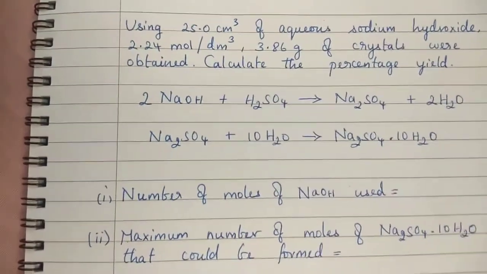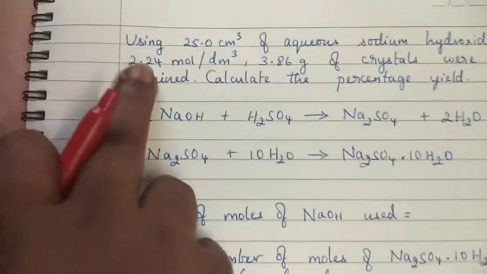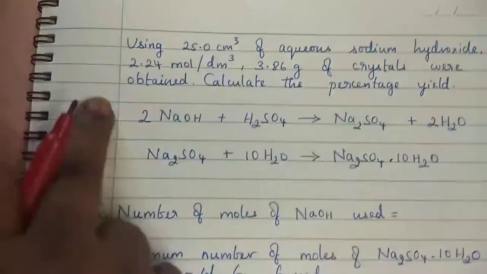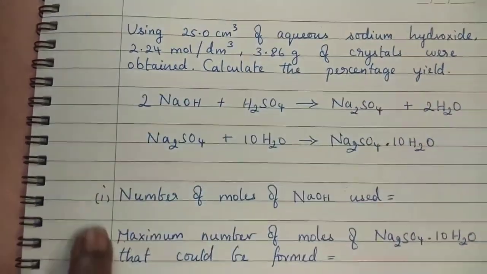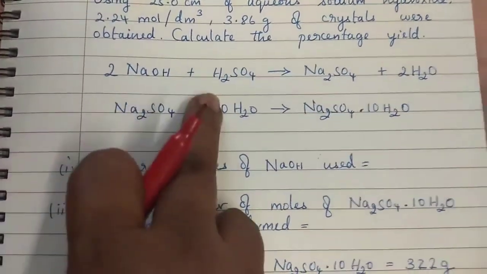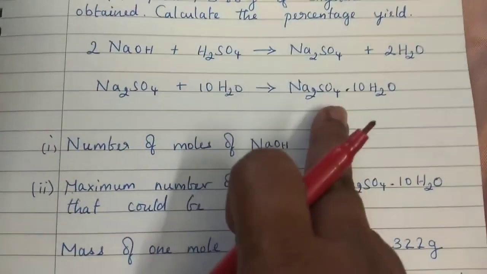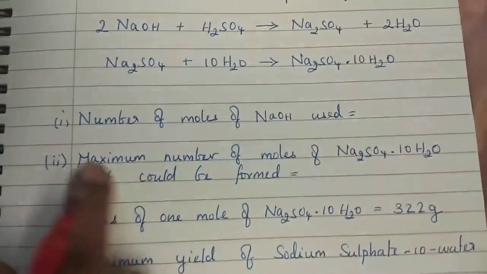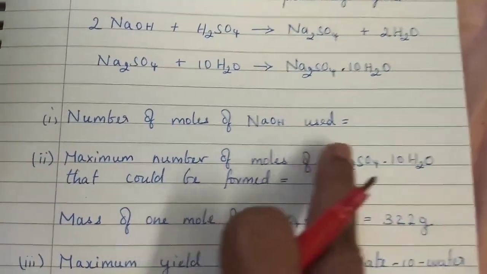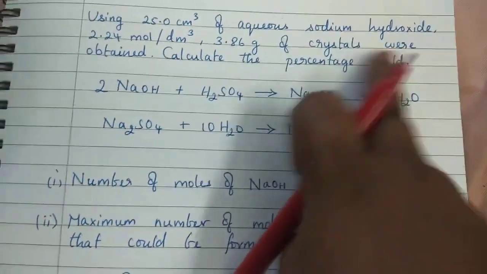So over here, using 25 cm³ of aqueous sodium hydroxide, 2.24 mol/dm³, 3.86 g of crystals were obtained. Calculate the percentage yield. Here, this is the reaction: 2 moles of NaOH reacts with H2SO4, gives Na2SO4. The end product is hydrated sodium sulfate. Over here, you need to find the number of moles of NaOH used.